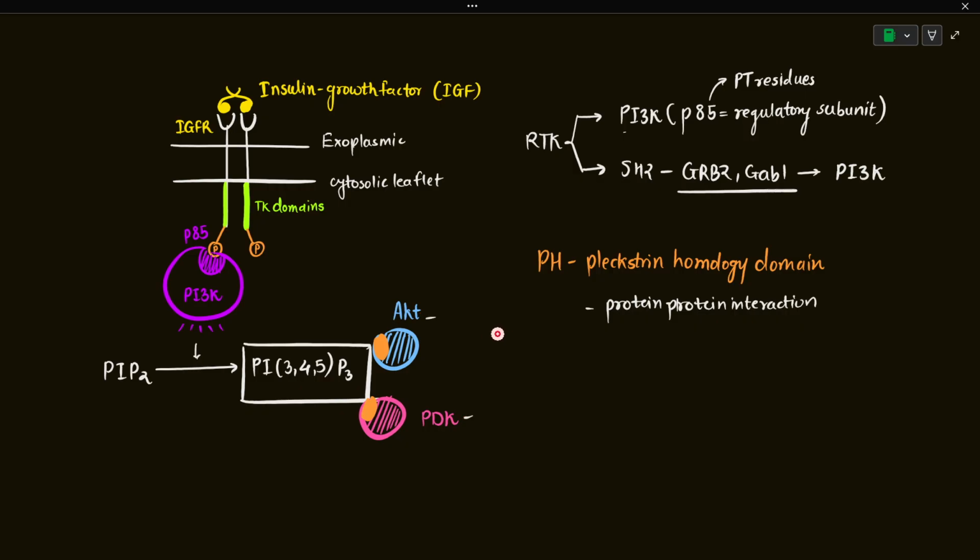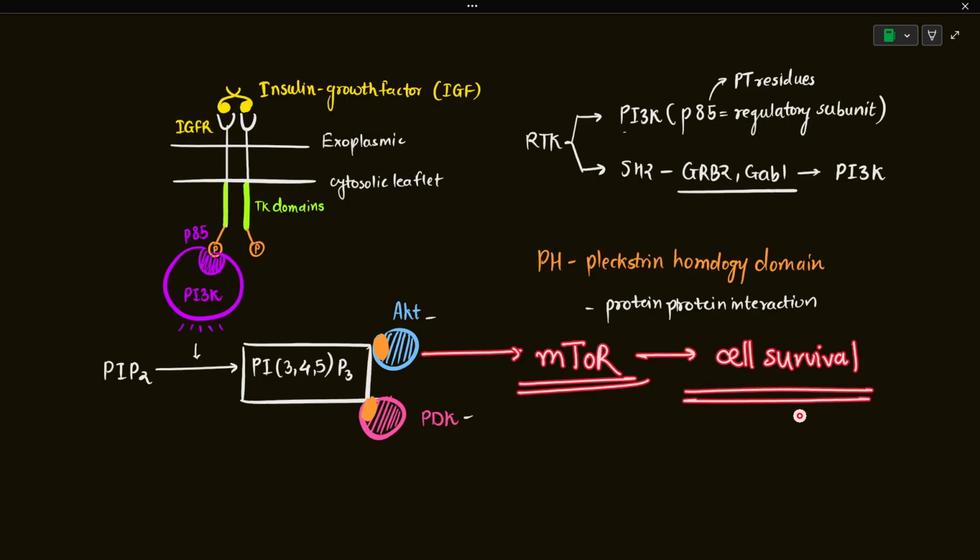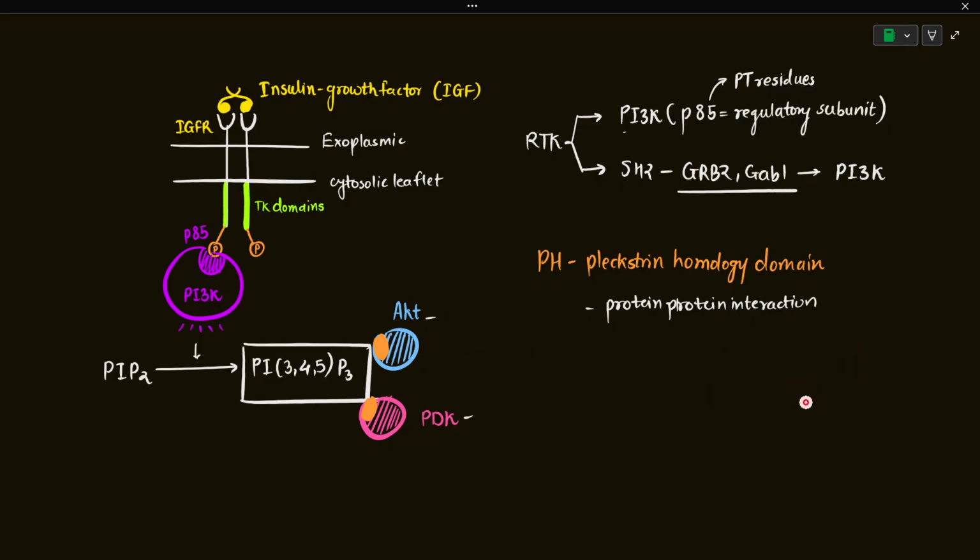So this AKT is actually a serine threonine kinase, and that is important for cell survival. So this AKT is going to activate mTOR, okay, and that is going to result in cell survival. But how does this happen? That we'll discuss in the next class, where we will discuss the AKT mTOR pathway in detail. But this AKT is just bound to PIP3. It is not activated yet. How does this get activated? This gets activated with the help of this PDK.